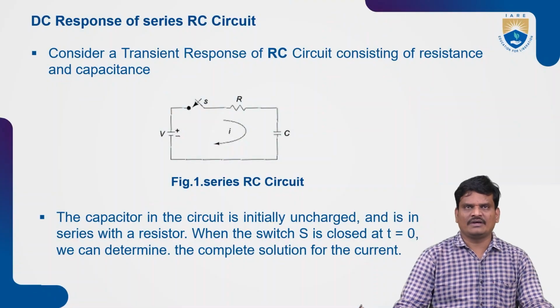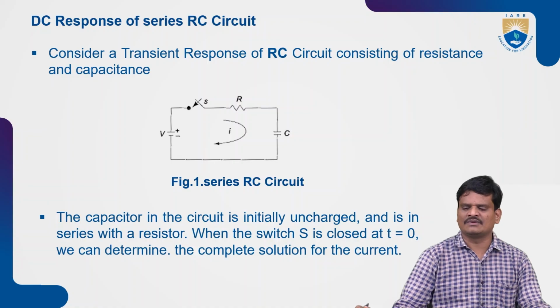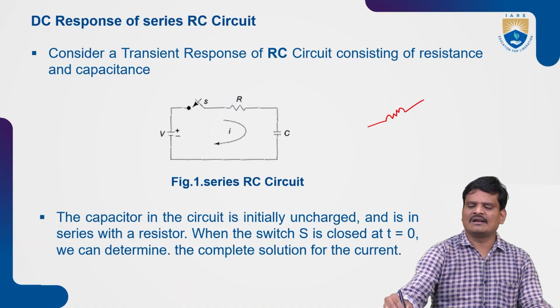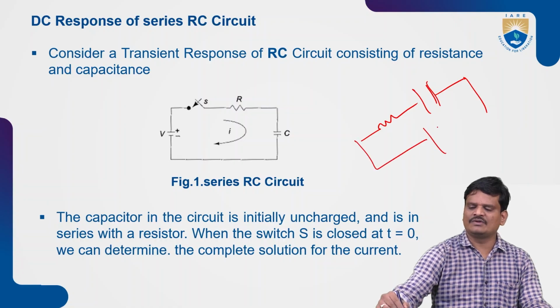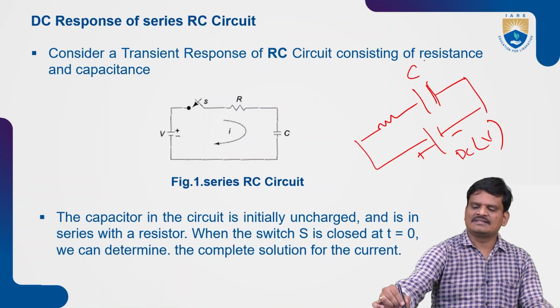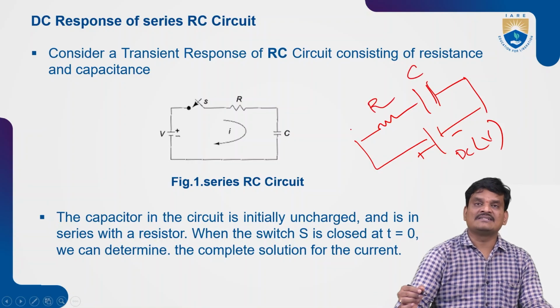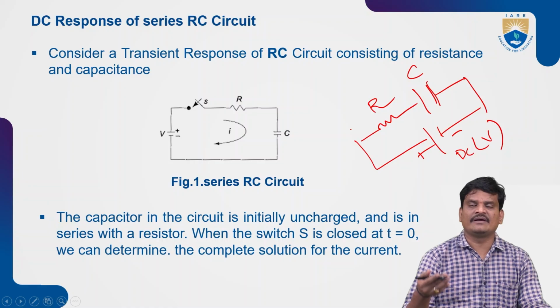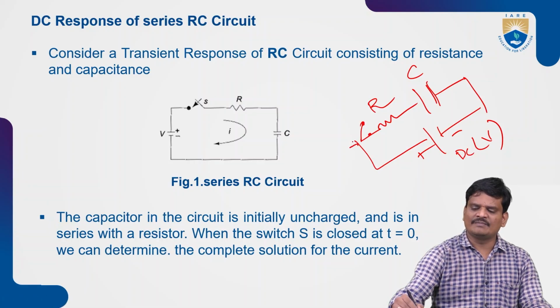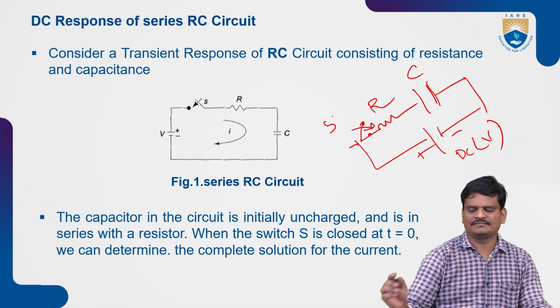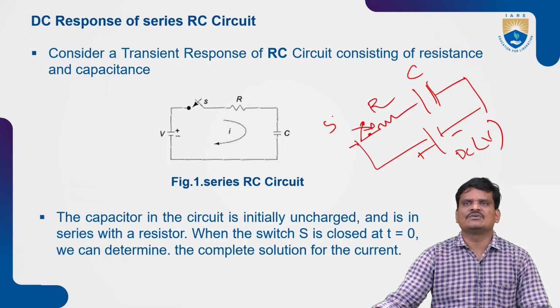Coming to the circuit diagram representation of a series RC circuit. As we know, I need an element R and another element C, and I need to give a DC supply. A DC supply has two polarities, a DC voltage, and this is C, this is R. As I am trying to analyze the behavior of this circuit for a transient response, I need to connect a switch here. Let me say that initially the switch is open.